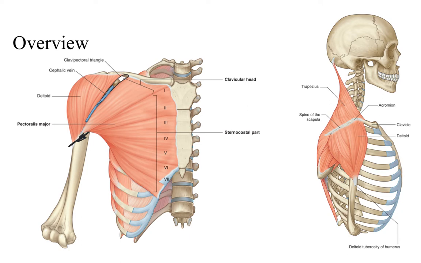So the pectoral region would include everything here between the clavicle, sternum, and the arm itself right here. All right, and then there will be the Pectoralis Major muscle here. There will be a Pectoralis Minor underneath it, and then we'll see the Serratus anterior deep to that.